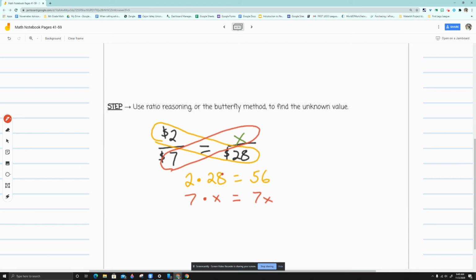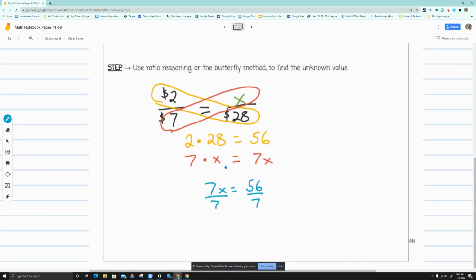So I'm going to take these two products that I got, and I'm going to rewrite my equation. 7x equals 56. I'm going to divide by 7 on both sides. These 7s get eliminated, and I'm left with x equals 56 divided by 7, which is 8. And I'm going to circle my answer. All right, so if x equals 8, we know that Sheldon makes $2 when they make $7 together, which means when they make $28 together, Sheldon makes $8 of that.